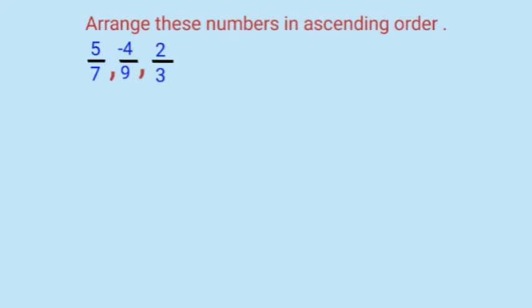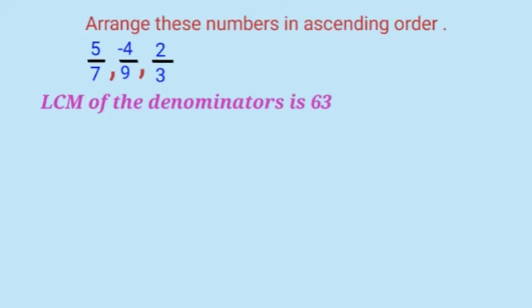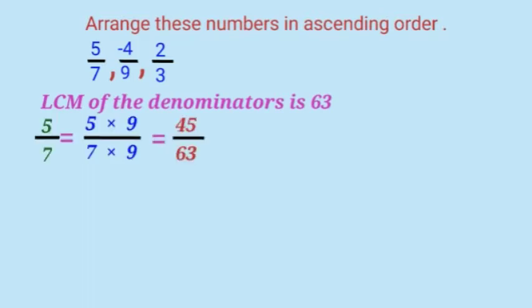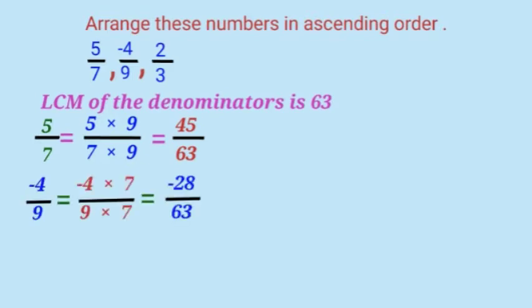Here the denominators are different. To make them equal, take the LCM of the denominators. So the LCM of denominators is 63. 5 by 7 is equal to 5 into 9 by 7 into 9, which is equal to 45 by 63. Next, minus 4 by 9 is equal to minus 4 into 7 by 9 into 7, which is equal to minus 28 by 63.